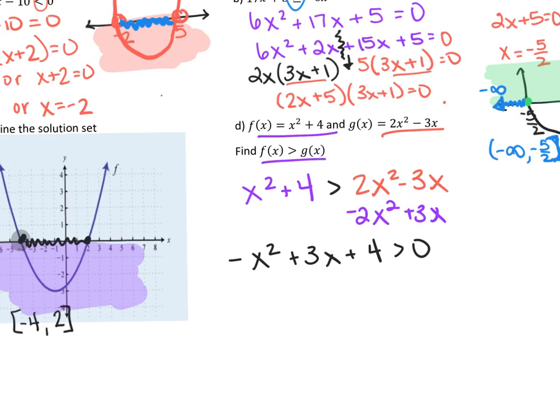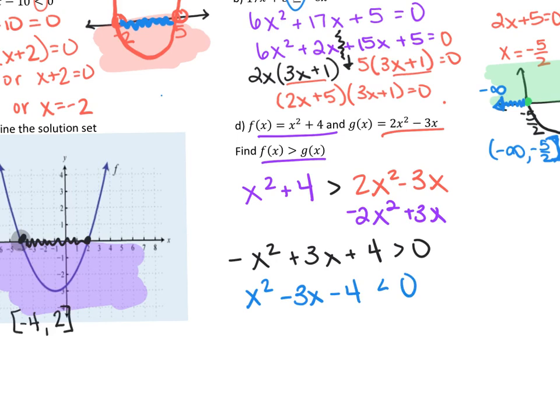Now, the problem with this is I have a negative value, and I don't want to deal with negative values to solve, so I need to make it positive. In order to make it positive, I need to switch all the signs, or multiply by negative 1. Realize that when I do that, I'm also switching this sign. So I'm going to get x squared minus 3x minus 4, and that now has to be less than 0.